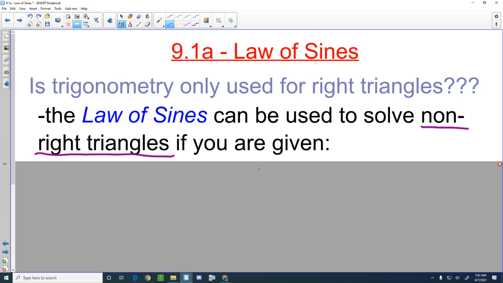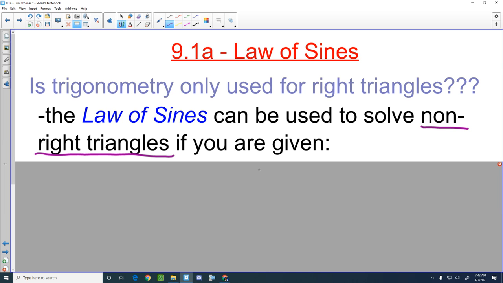Which again is pretty useful because not everything in the world is at a right angle. A lot of things are, but not everything. Then on Friday, we're going to learn something called the law of cosines. And so this is going to be your first learning target. So, the law of sines.